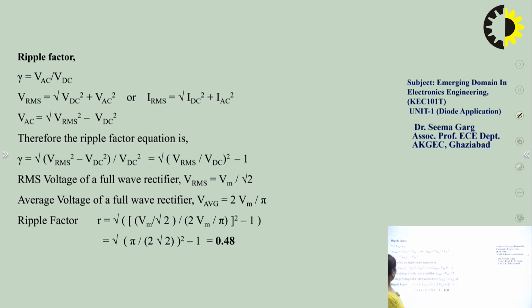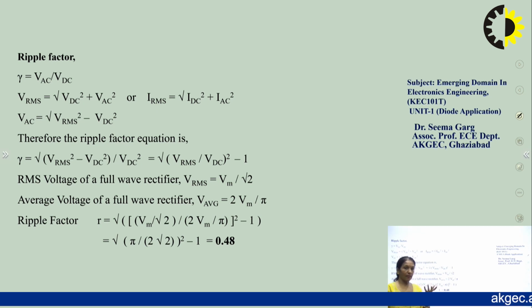Next is the ripple factor. We know that the ripple factor is the ratio of VAC by VDC. Ripple factor can be defined as the measure of the AC components that are superimposed on the DC component. That means how many AC components are present on the DC output. If this value is large, there are many AC ripples present, and if this value is less, fewer AC ripples are present. So the lower the value, the better the performance of your device.